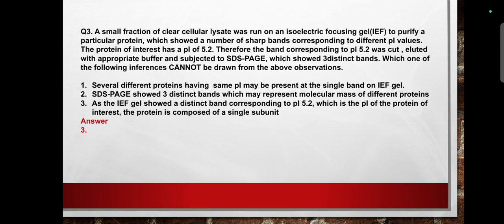So in this long question, what they are saying is, they have some lysate, they have done isoelectric focusing for it, and their protein of interest is at pH 5.2. So they have cut that band, and that band only they have run on SDS-PAGE. After running on SDS-PAGE, they got 3 bands. And now they are asking, which one of the following inferences cannot be drawn from the above observation? After describing all this, they are asking that out of these options, which is not true?